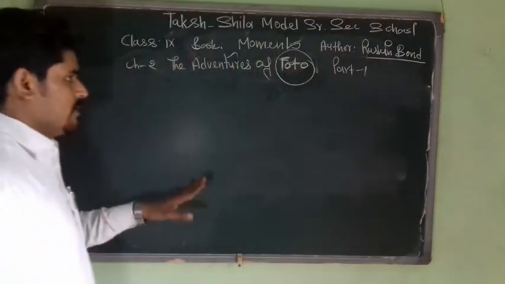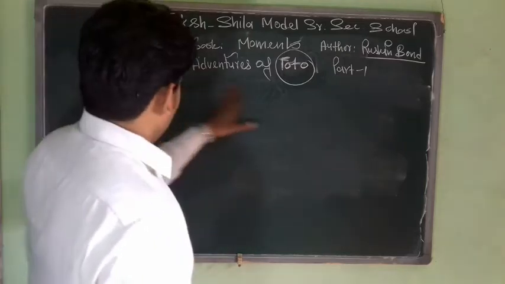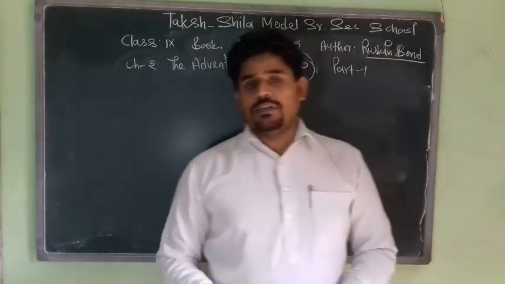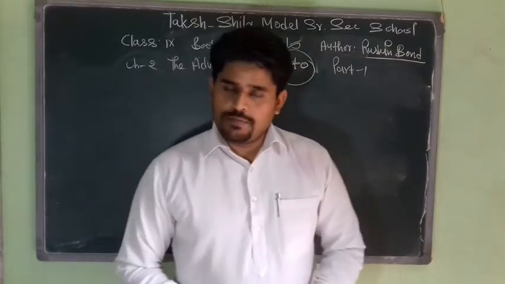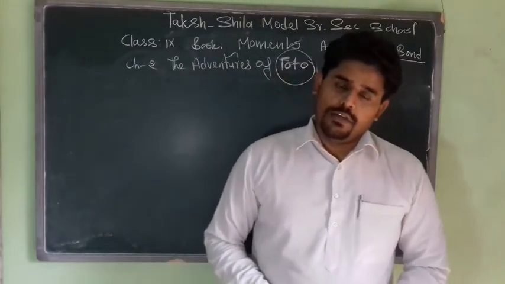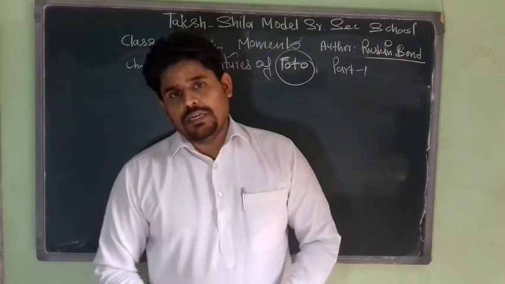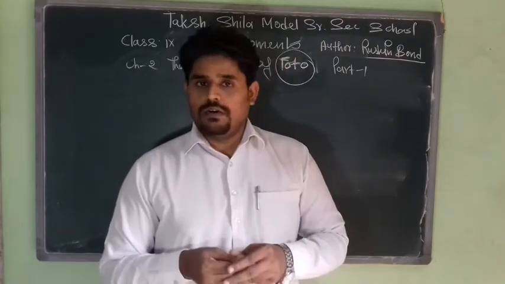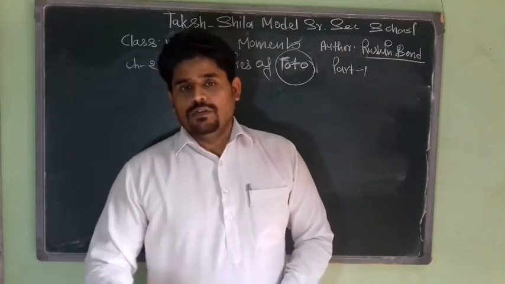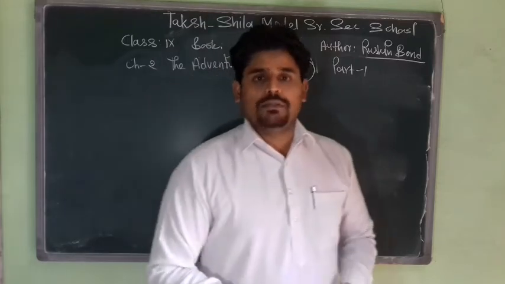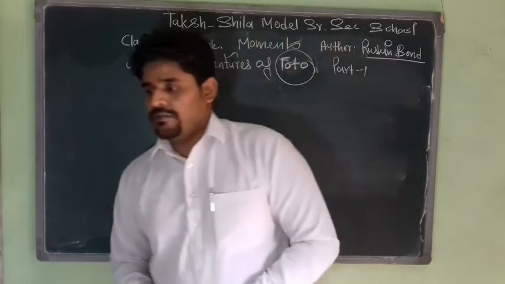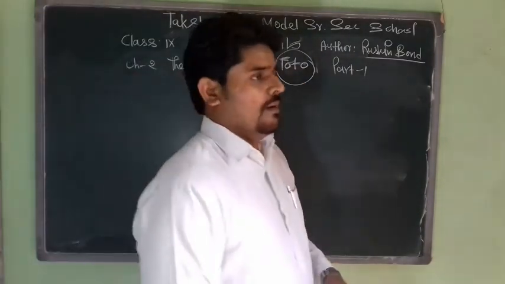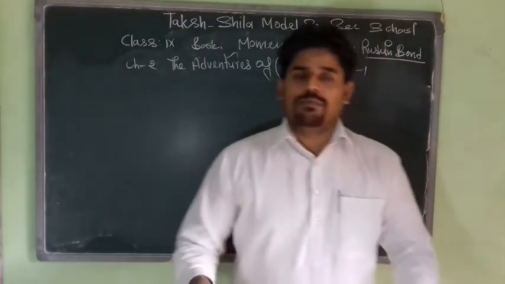So students, in the present chapter, we are going to read about a monkey, Toto. Let me just give you a brief outline of the chapter. Toto is a monkey. The narrator's grandfather bought this little monkey, Toto, and he kept this monkey in his private zoo. The narrator's grandfather was very fond of taming animals and birds. He had a private zoo.